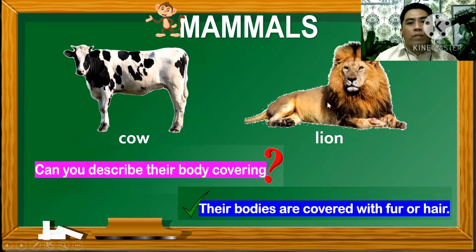As you can observe, di ba, ang katawan ng lion halos puno ng fur. Sa tao, ang tawag natin doon hair. Sa hayop, ang tawag natin ay fur. So wag mong sabihin, kapag tinanong sa iyo ng iyong kaklase, what is your body covering, baka sabihin niyo fur. Tao tayo, ang tawag doon ay hair. Yun ang tama, ang hair.